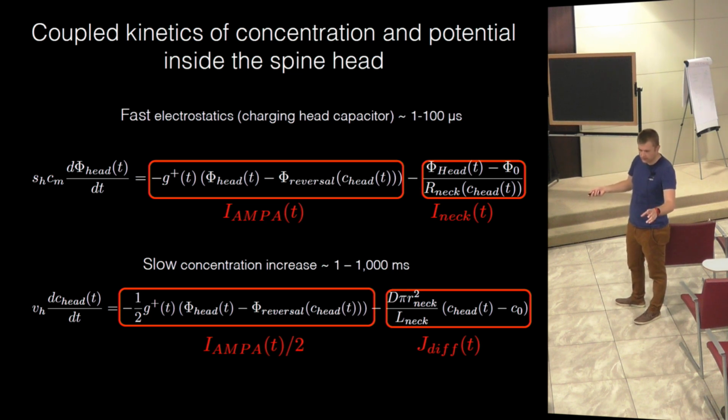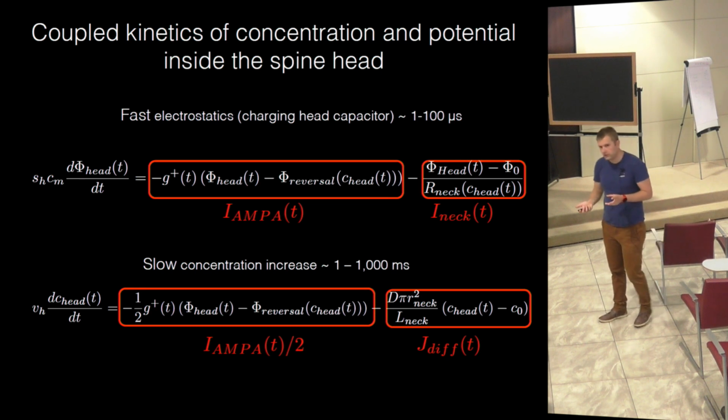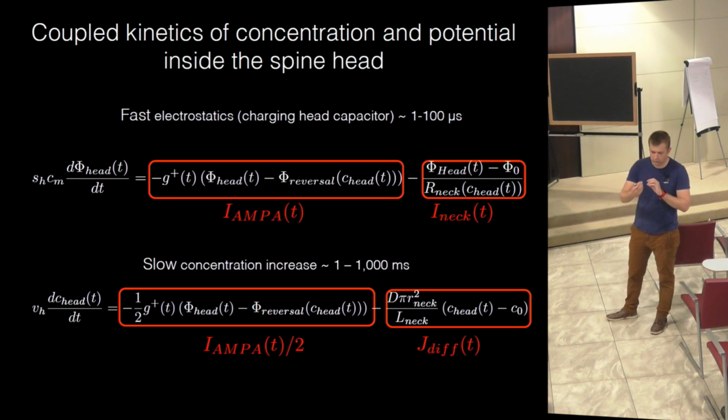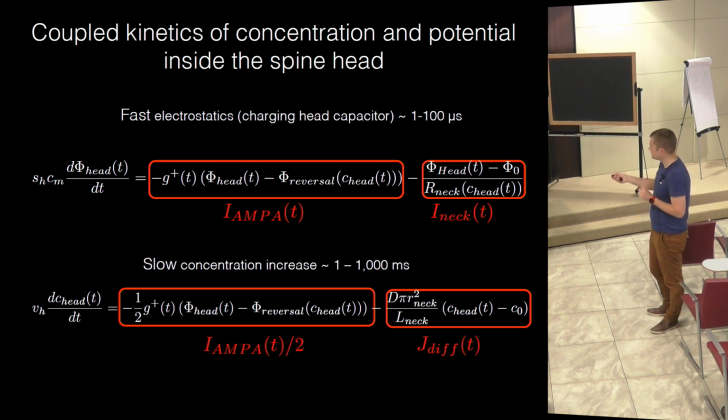Phi head is my fast variable, that can vary very fast when you change the number of positive ions. And my slow variable now is this concentration. And the time constant here, which is based on the diffusion extrusion of ions, is more of the order of hundreds of milliseconds.